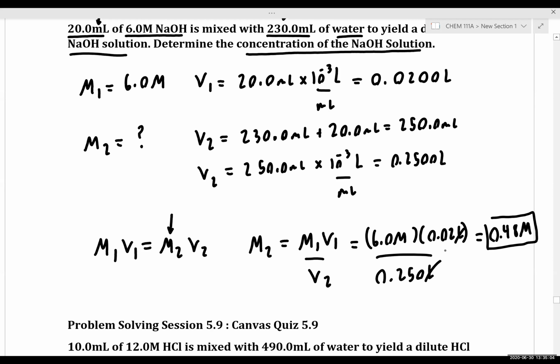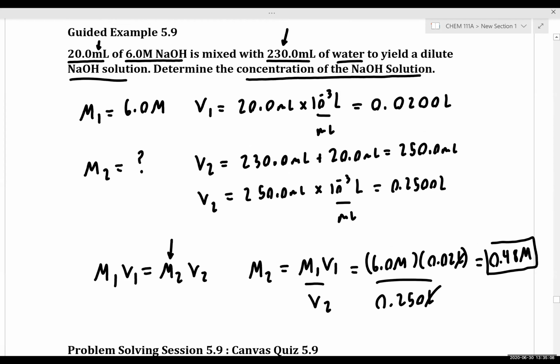Does this make sense to everyone so far? So the key thing, when you add water to a solution, your final volume is the volume of water and your initial solution combined. Any other questions on this example?